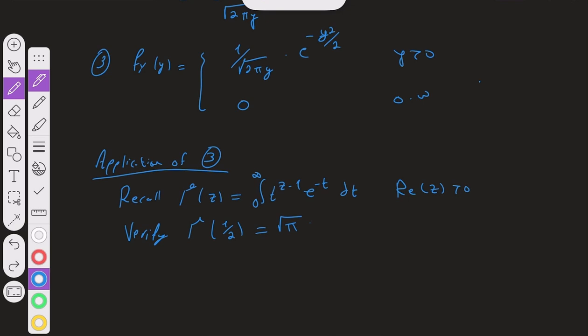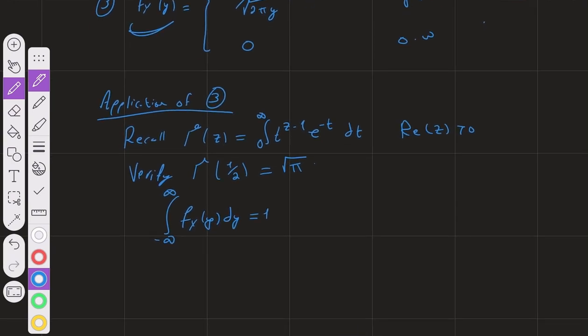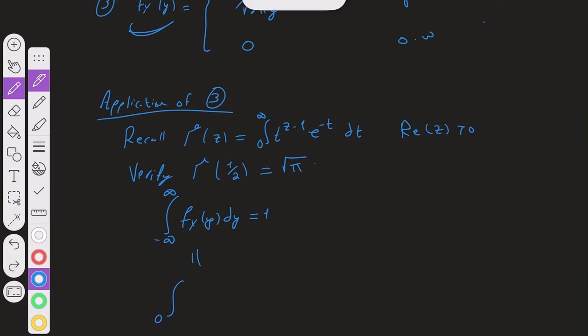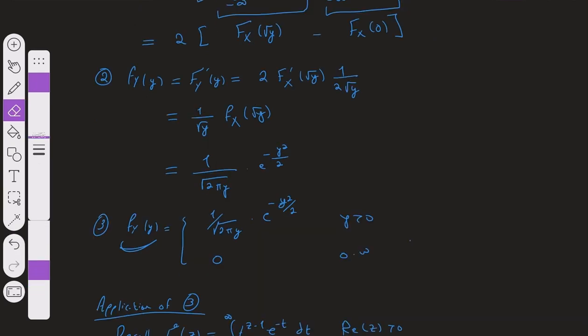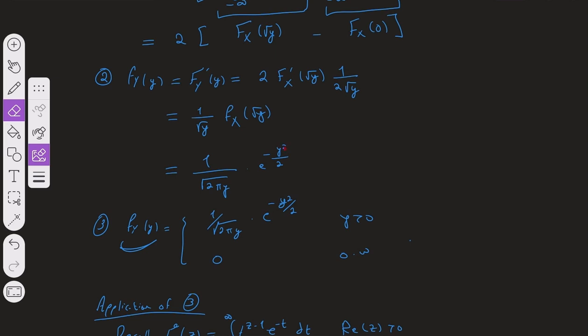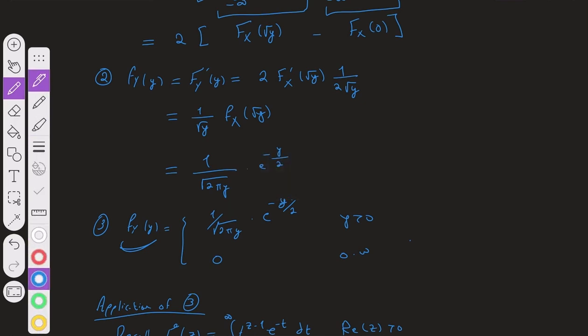Okay, so let us actually verify that gamma of half is square root of pi, and the way we can do this is by noting that this thing is a density function, and hence the integral of it, which is the integral from minus infinity to infinity of f sub y at y dy, is 1. But remember that for y less than or equal to 0, it's just 0, so we can restrict ourselves to this interval. Excuse me, I've probably made a typo here. It's a y, not y squared, because we've inputted a square root of y, so there's a y here.